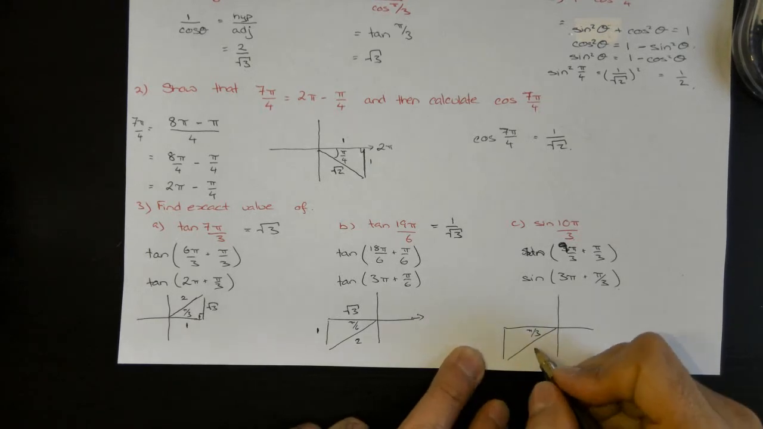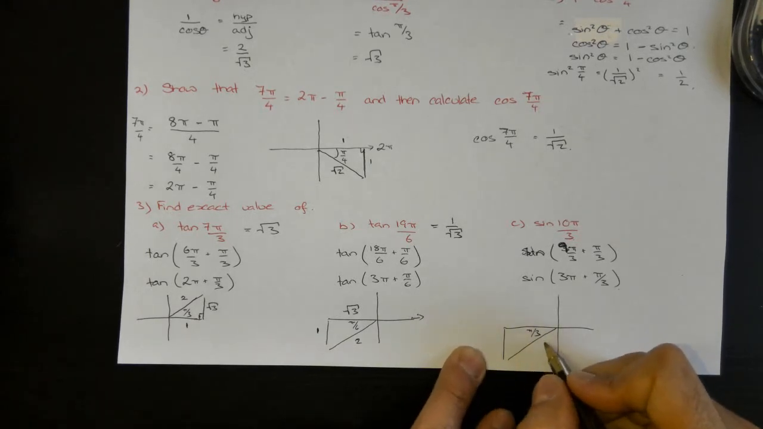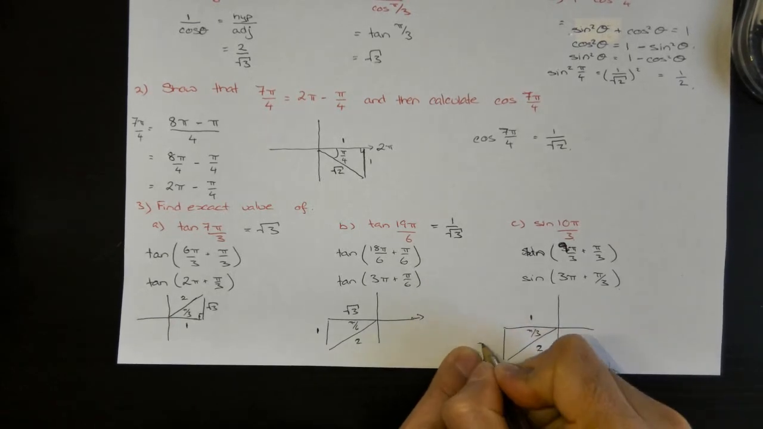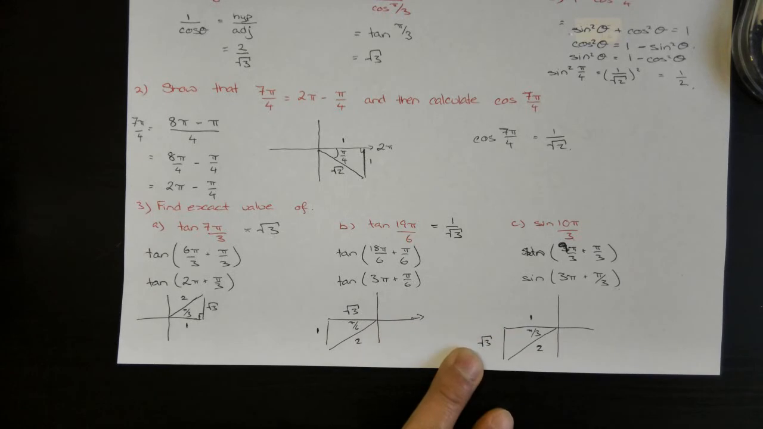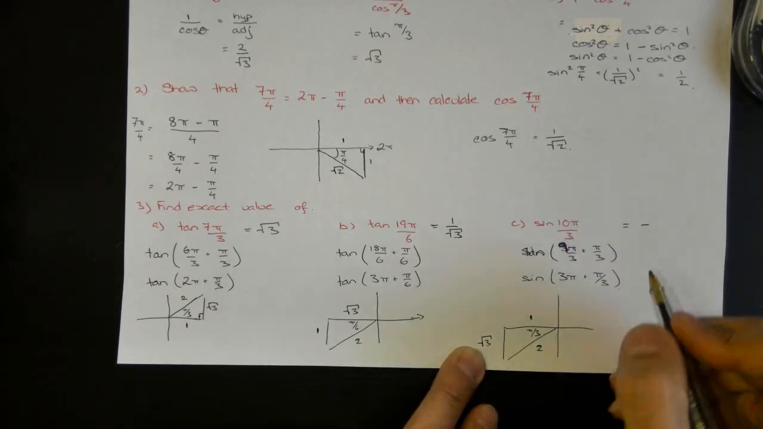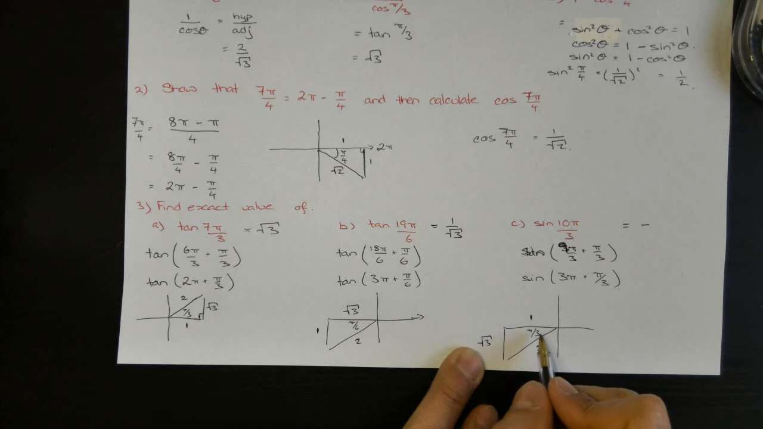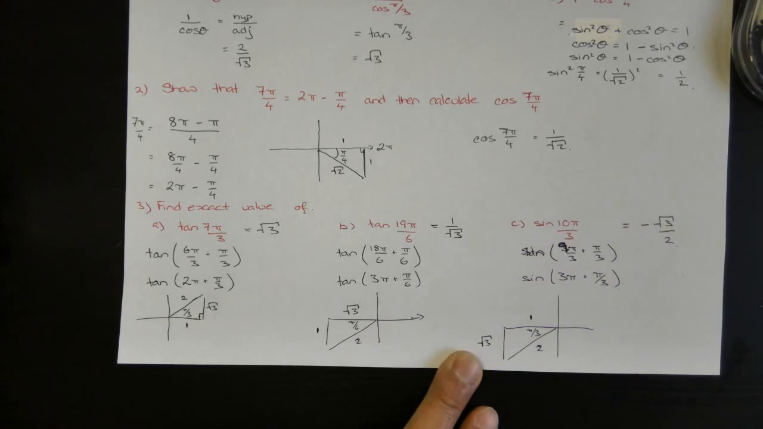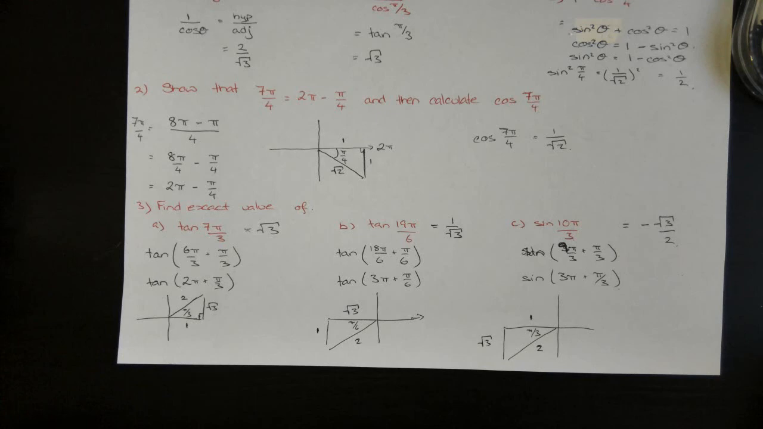For pi on 3 we get 1, 2, root 3, using our exact triangles. Sine is negative in this quadrant, so it's going to be negative. We want sine, opposite over hypotenuse, so it's going to be negative root 3 over 2, and that's the solution. Okay, that's it. Thank you very much.